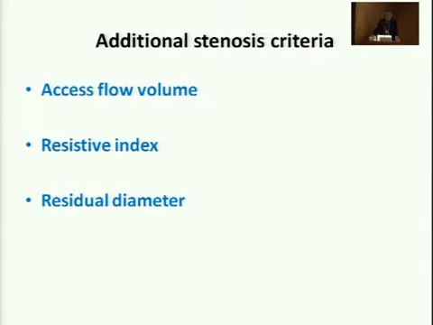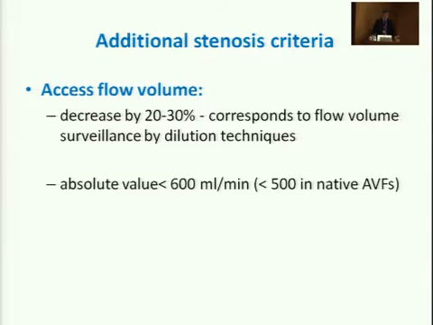So there are some additional stenosis criteria, as I already mentioned. If we look at the access flow volume, the decrease by 20 to 30% in comparison to the previous measurement is believed to be associated with significant stenosis. This is the parameter on which is based the flow volume surveillance by the dilution techniques. So it's one criterion, and the other one is the absolute value less than 600 or maybe even 500 in native fistulas.